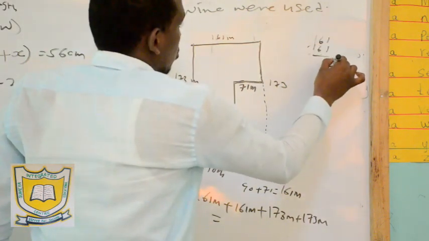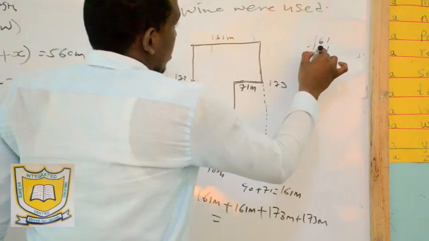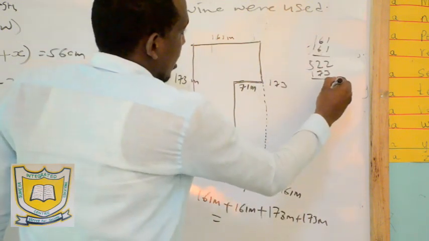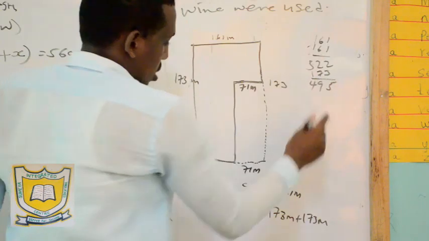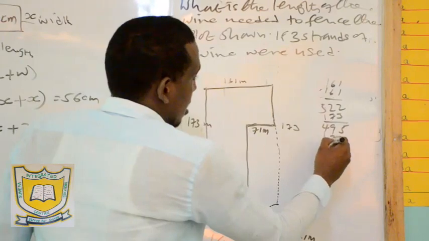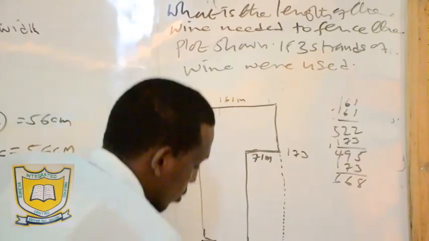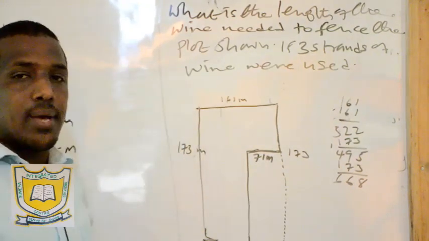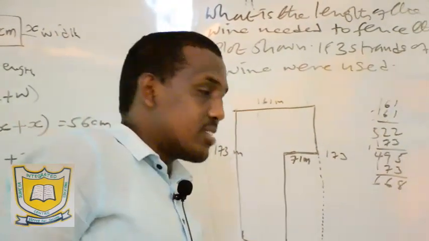You get 322 plus 173, 594 plus 173 again, 8, 16 carry 1, 5 plus 1, 668. So you get 668 meters. But this is not the answer.